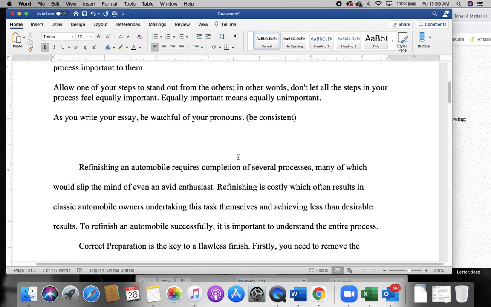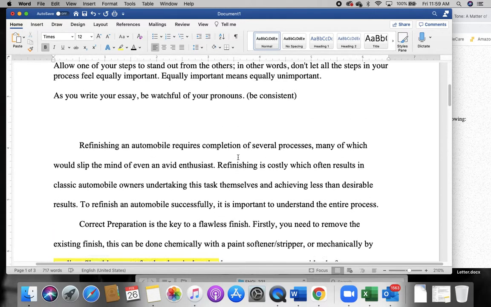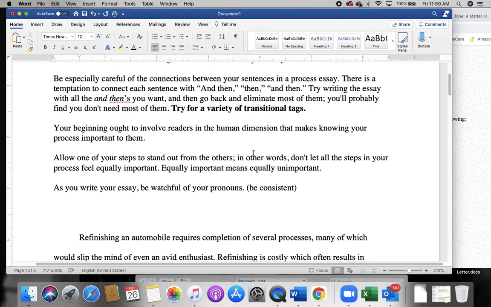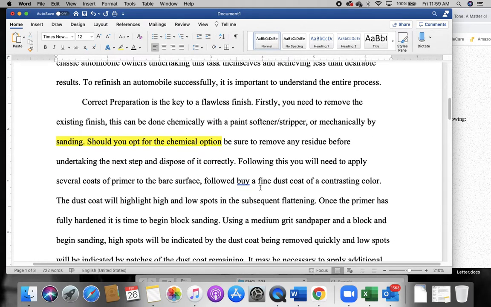I am going to talk very briefly about the difference between transitional tags and transitional writing. I found a place in this student's work where they are doing transitional writing, and I'm going to show you the difference. I just showed you what transitional tags are. Transitional writing, which is more complicated, I actually call backward forward writing, and it's a really effective type of writing.